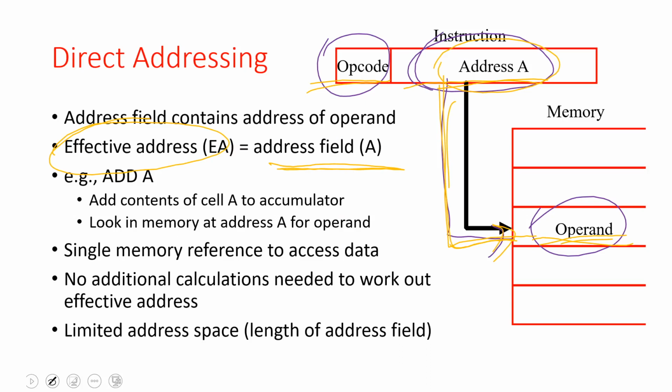The main advantage is that only a single memory reference is needed. Where we need to read is directly given in the instruction itself, so we can just go to that memory place and read. No additional calculation is needed to calculate the effective address, because the effective address is the address itself, so no computation is needed. But one of the limitations is that it would be limited by the address space. So we are limited by what can be stored in the memory, and only the memory itself.